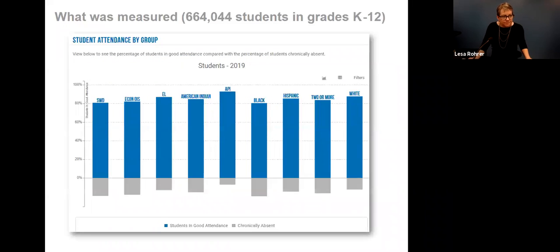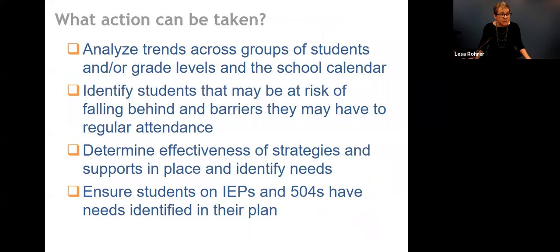What did we measure? We measured the attendance of 664,044 students in grades K through 12. This chart is what you see on our dashboard, and it breaks it down by demographic group. This lets us know if some of our students are having more struggles attending school than others. That's a question we can ask. What other questions can we ask?